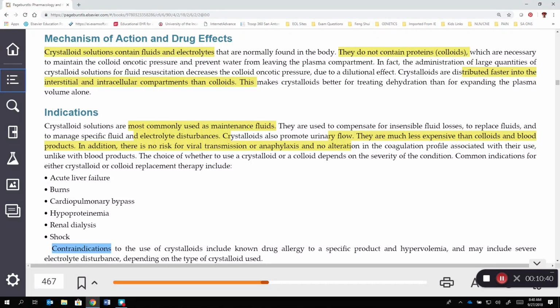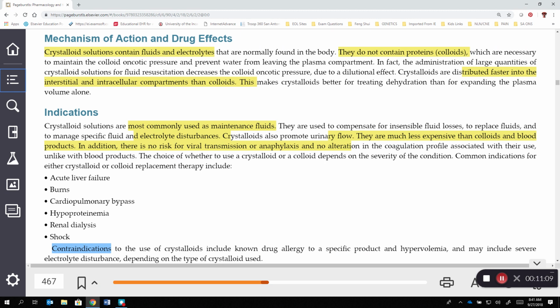Crystalloid solutions are fluids and electrolytes that are normally found in the body. So that's how we're able to manipulate that gradient, because we're giving something that the body already has, but it's out of balance. So we're trying to correct the balance. And at the same time, we have to work to correct whatever the cause is of the imbalance. But for starters, we correct the balance, and along with that, correct whatever caused the imbalance.